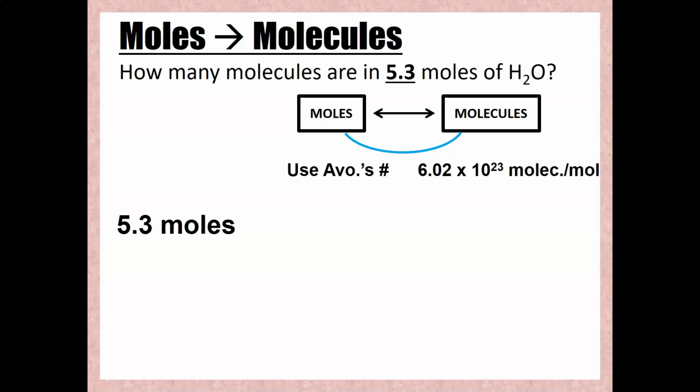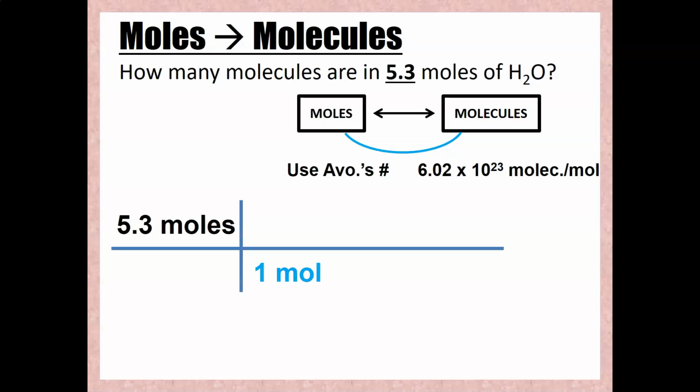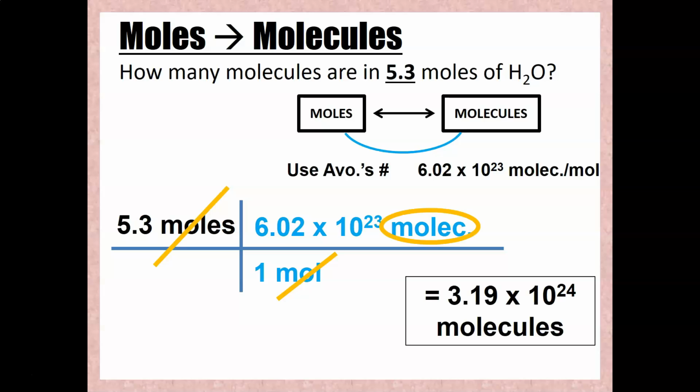Because I want to get rid of moles, I'm going to put 1 mole on the bottom. And I'm going to have Avogadro's number on the top. Because it's water, I am going to say molecules. You could say particles if you want to be more generic. That's always fine. I punch that in my calculator, and I'm going to get that 5.3 moles of water has 3.19 times 10 to the 24 molecules in it.